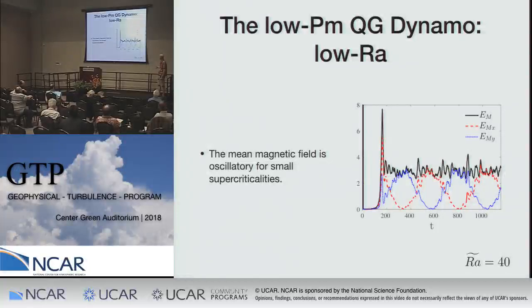Similarly, we can look at the magnetic energy. This plot shows the magnetic energy versus time. Again, the black is the total magnetic energy, the blue is the y, and red is the x component. At relatively low Rayleigh numbers, what you tend to get is a magnetic field that oscillates. This mean magnetic field just spirals around in the layer. And this was known from Childress and Soward from the 1970s.